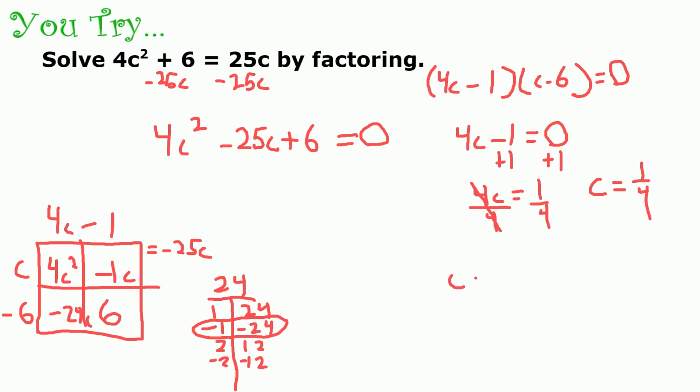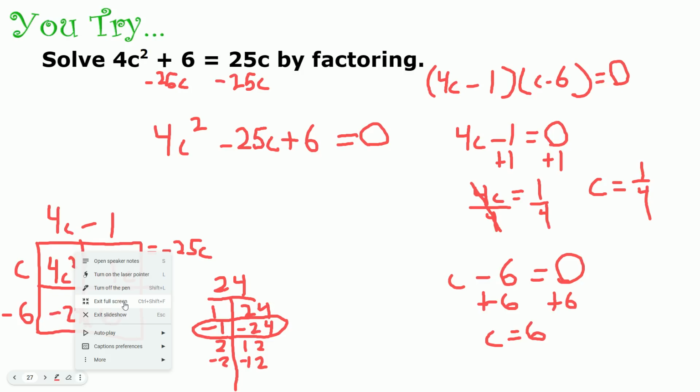Then I have c minus 6 is equal to 0. To get this over to the other side, I create a 0 pair. The opposite of negative 6 is plus 6. I have to do it to both sides. c will be equal to 6. So my two answers are 6 and 1/4.